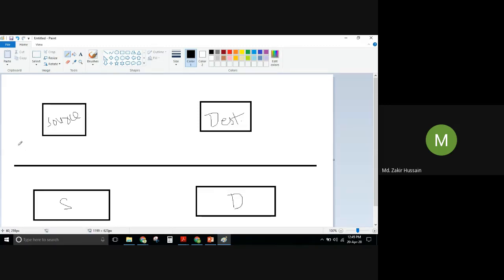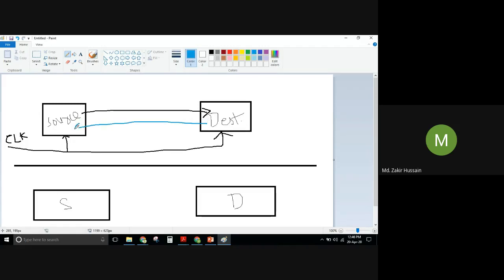Suppose there is a signal here. Here is a clock signal that is coming to the destination and also to the source. This is our CLK, the clock signal. Since this CLK is connected to the source unit as well as the destination unit, whatever we transmit from source to destination, or from destination to source, is synchronized to this clock. We call such a transmission a synchronized transmission.